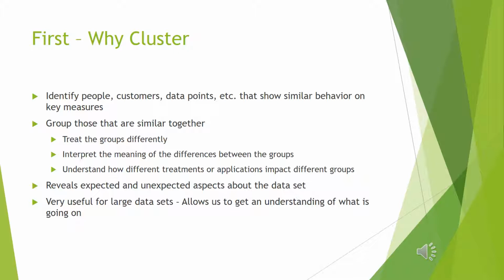So, for example, we might use clustering to identify people or customers or data points or anything like that that show similar patterns on key measures. In the case of customers, it could be their purchasing patterns. In the case of data points, it could be gene behavior or something like that. We want to group them together so we can do things with the groups. For example, with customers, we would market to two different groups of customers in a different way. Or if there are other divisions of data points, it may require us to take different action.